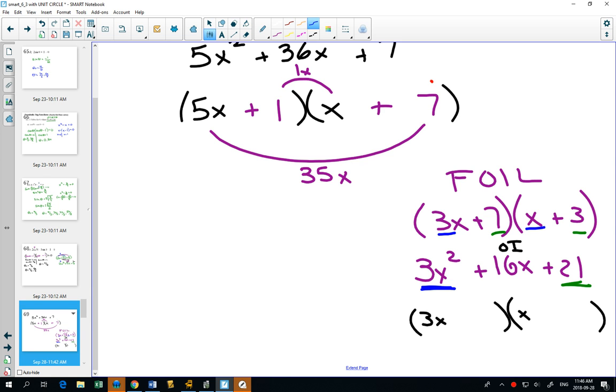If I chose 7 and 3, now my outside is 9, my inside is 7. And when I multiply that out, I get 16. They would both have to be plus to get plus 16. And if they're both plus, I still get plus 21. So it's just undoing how we normally FOIL. Yes?